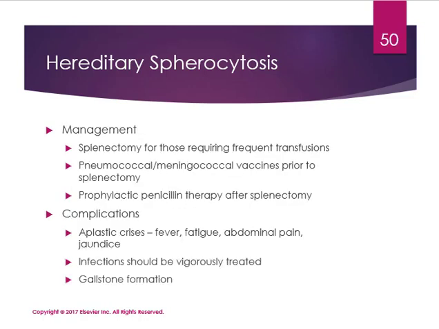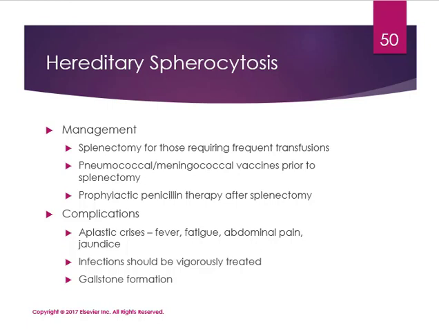So management of these kids, if frequent transfusions are needed, then splenectomy may be ordered. It's important to have their pneumococcal and meningococcal vaccines prior to splenectomy, and then they will be on prophylactic penicillin therapy after the splenectomy. Some complications that can arise are aplastic crises, which include fever, fatigue, abdominal pain, and jaundice. And those can be caused by the parvovirus and other viral infections that can have more serious complications during childhood.